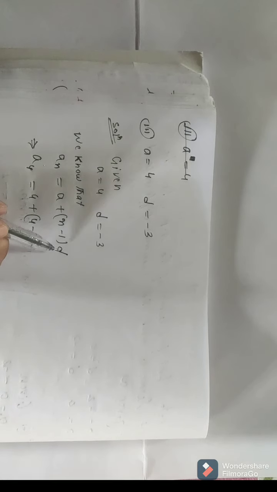An equal to A plus (n minus 1) D. Here n is 4, because the number of terms given in the question is 4. So A is given 4 plus, n is given 4 minus 1, so instead of D write minus 3.